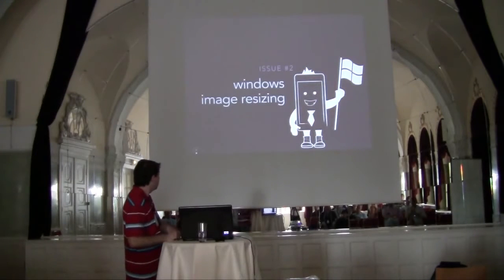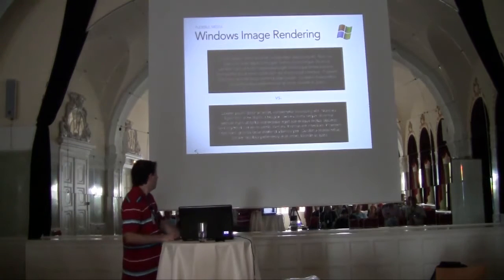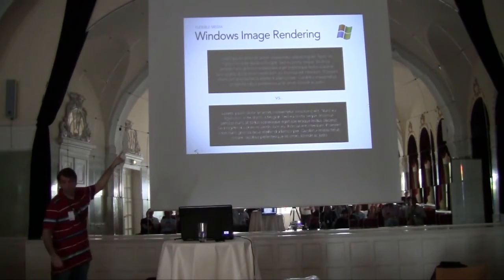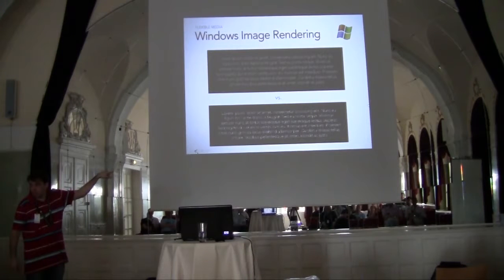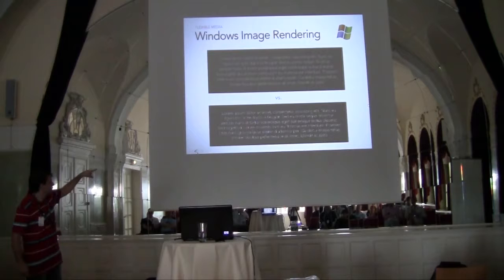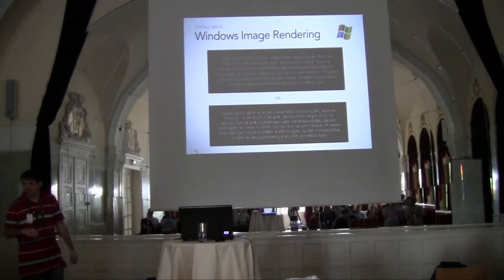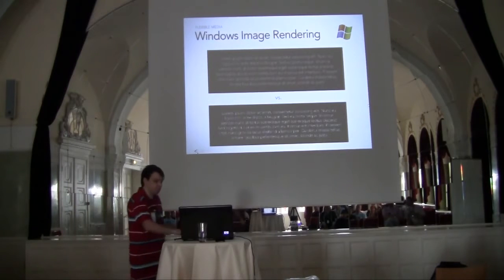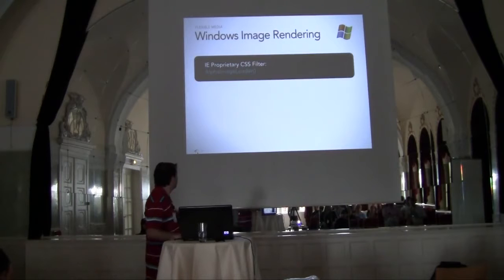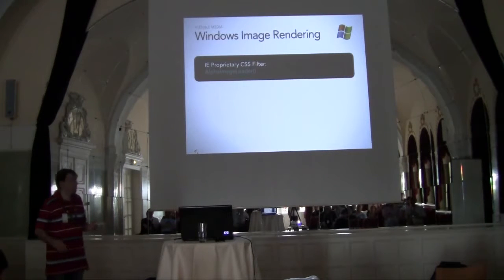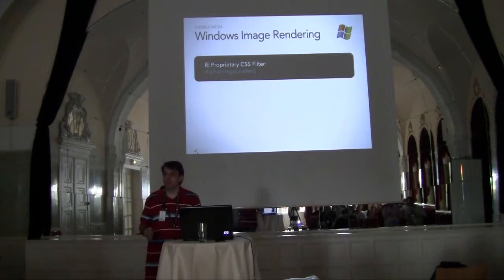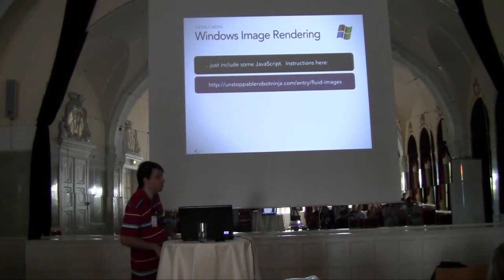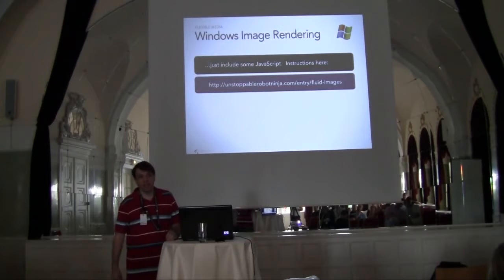Another issue is Windows image resizing. You can see that is the image, and below is the image resized by Windows, especially with the old browsers, Firefox 2 and Internet Explorer 7 and 6. So you see the image is getting a little cracked, especially when you have fonts. So in order to fix that, we have to add a proprietary CSS filter, the AlphaImageLoader, which needs to be triggered through JavaScript. And this is the address where you can find the JavaScript.